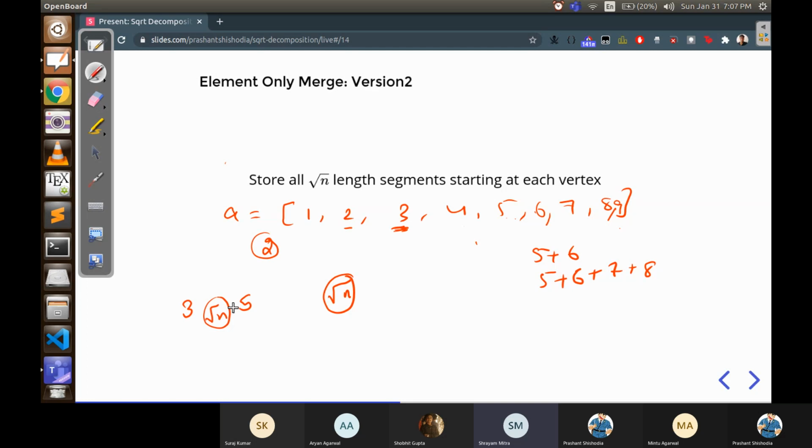No, we are not doing any element-wise merges while pre-computing. But if we can actually do range merging, then why don't we do it at query time?